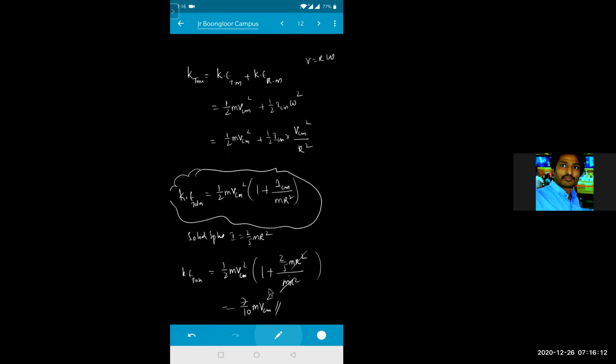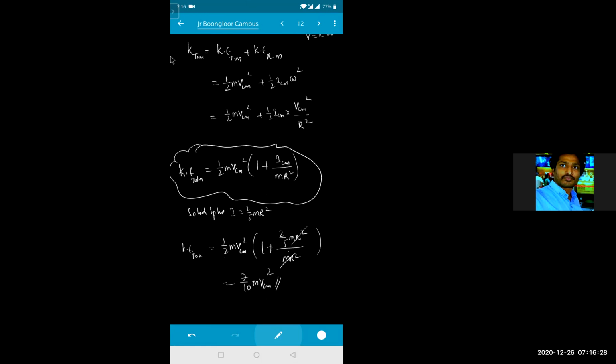1 plus 2 by 5 is 7 by 5. So 7 by 5 into 1 by 2 is 7 by 10, and that is 7 by 10 m VCM square. Just to make it simplified, I have written that condition there.